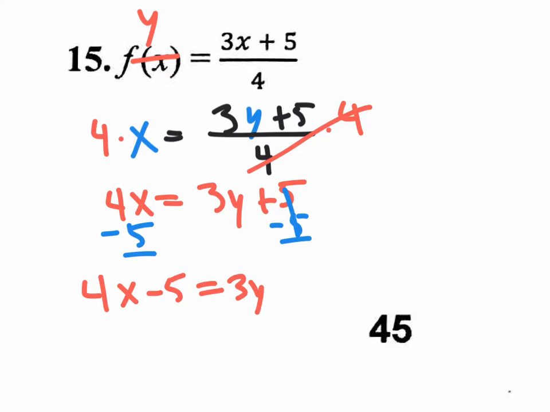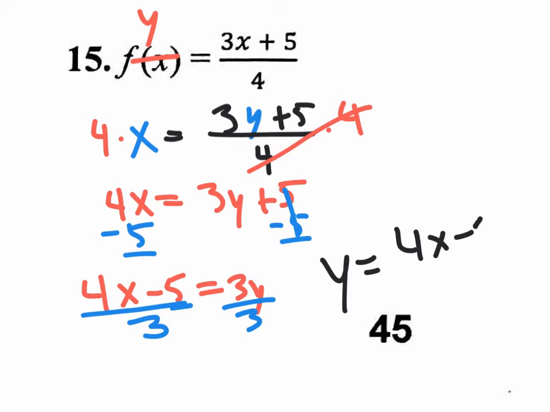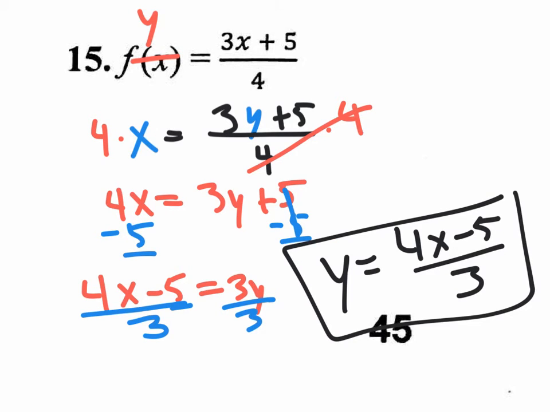You can't actually take away numbers from x's. So now let's do the final step, which would be to divide by 3. And let's just divide the whole thing by 3 since neither of them are divisible by 3. So your final answer is y equals 4x minus 5 divided by 3. You got it? Okay, so there's going to be a couple of these on the midterm, a couple of these on tomorrow's test.